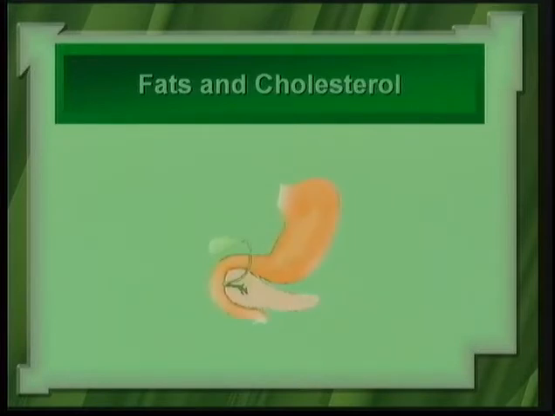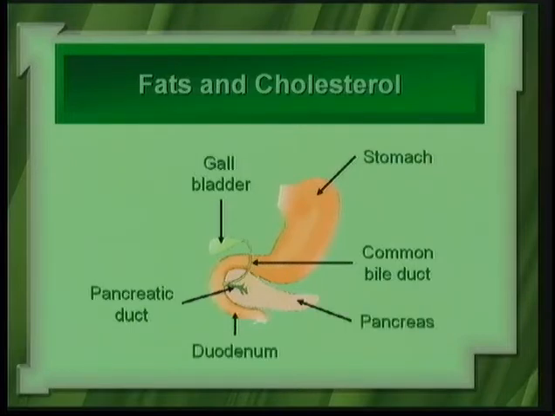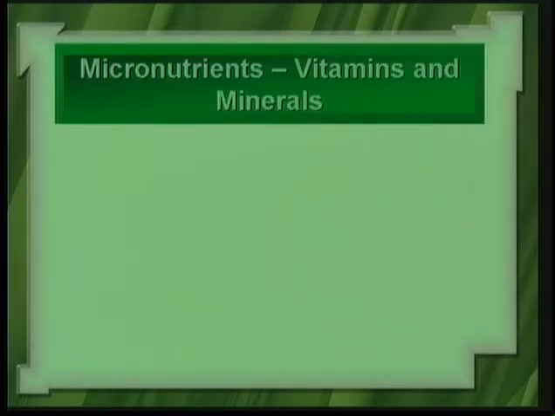In women anyway. Here we have the stomach, here we have the gallbladder, here we have the bile duct, here you have the pancreatic duct. So the pancreas and blood sugar, the duodenum, and the pancreas. The pancreas is very important in terms of the production of two hormones, insulin and glucagon, which help to regulate blood sugar in your body. All right, next we're going to talk about micronutrients. We talked about macronutrients, including what?